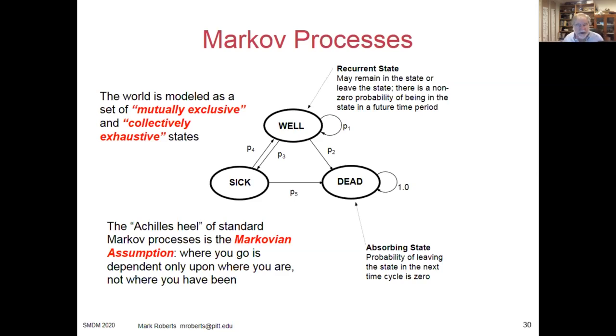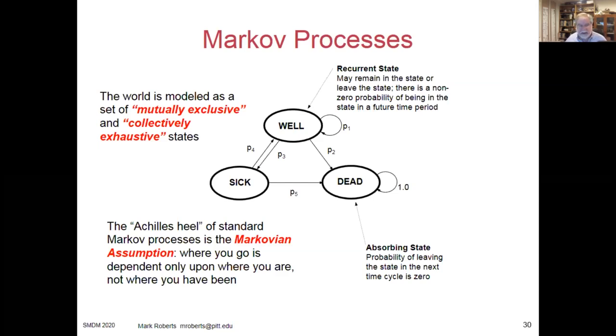Now, you can have states that are called recurring states, which means you can either stay in that state time period after time period, or you might be able to return to that state. So here, if you were well and became sick, you could become better again and go back to well. Then there are what are called absorbing states, states that you can't get out of. Usually those are things like death, which you normally can't get out of. Or there are certain things in infectious disease, for example, if you're worried about HIV disease.